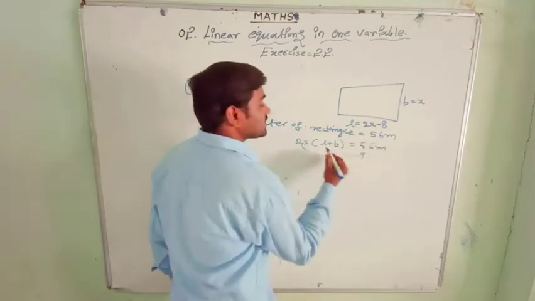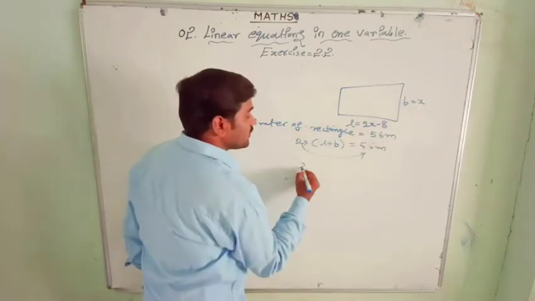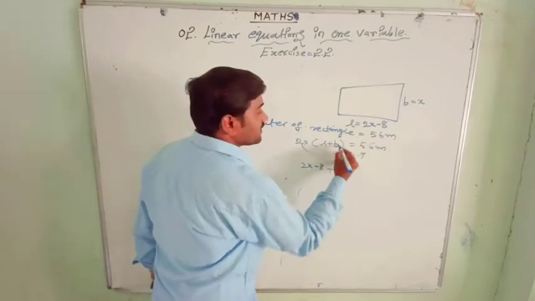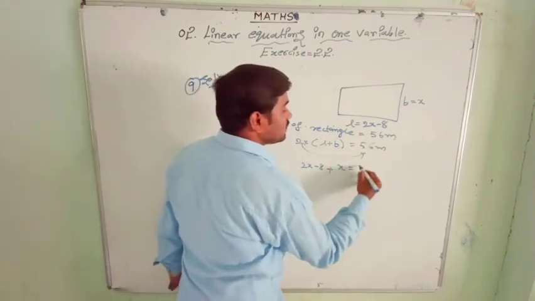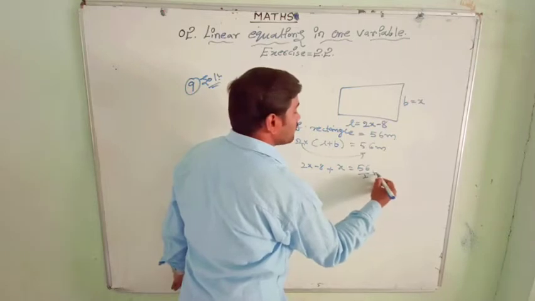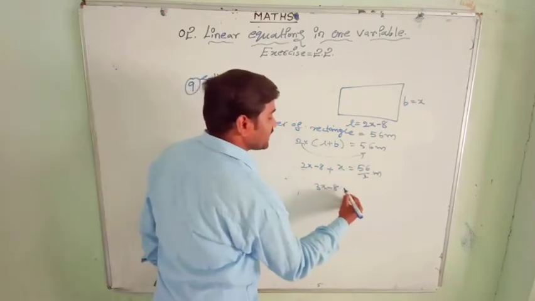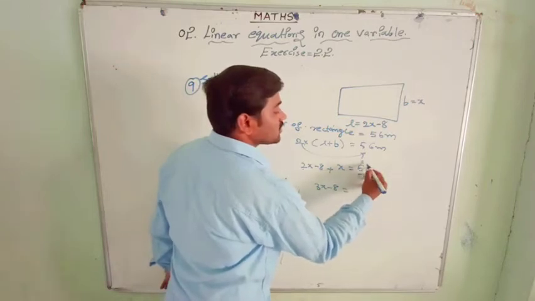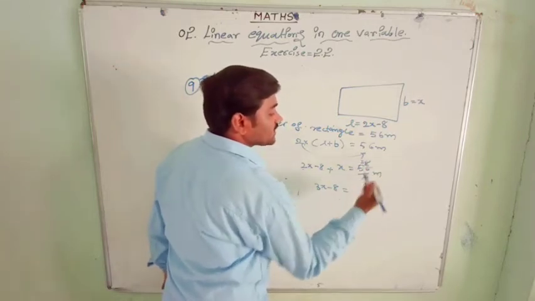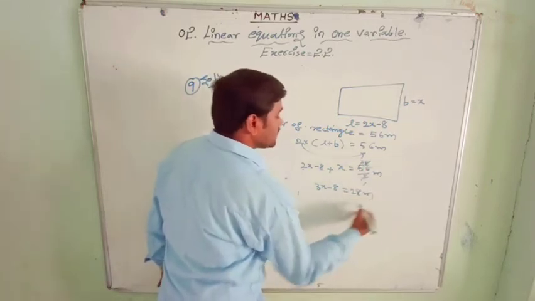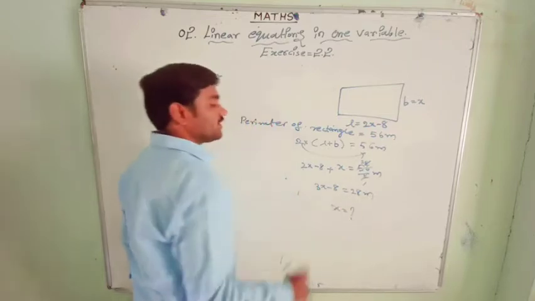The perimeter of rectangle formula is 2 into (L plus B), that equals 56 meters. This 2 you transfer to this side, and substitute the L value and B value. 2x minus 8 plus the B value x, that equals 56 by 2, which is 28 meters. So 2x plus 1x, 3x minus 8 equal to 28. Now you find out the x value here.